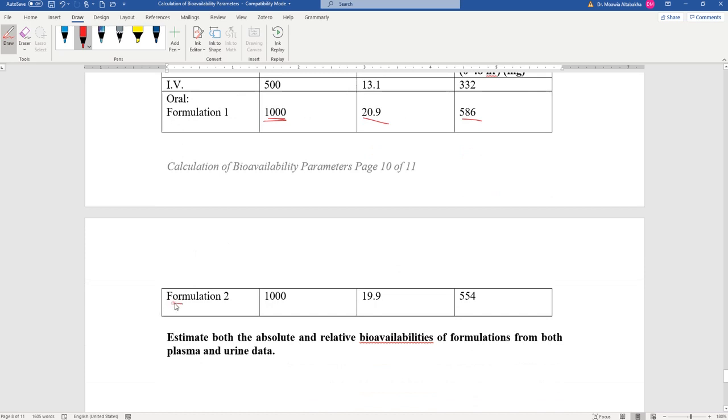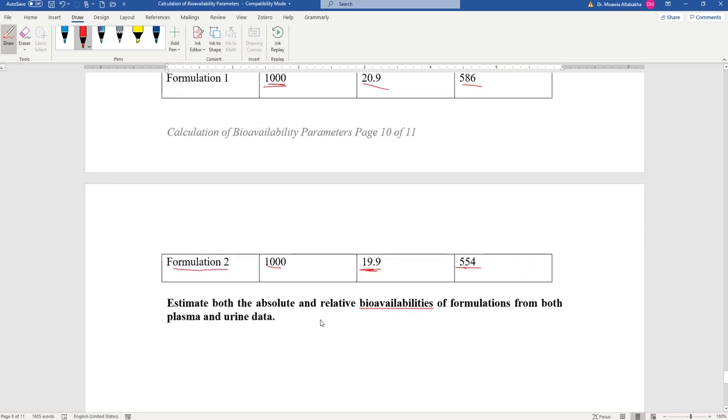There is another oral formulation. They gave it to the subject and the resulting AUC was 19.9 and the amount excreted was 554. Okay? Now look here. Estimate both the absolute and relative bioavailability of the formulations from both plasma and urine data. How do we solve this? Okay.